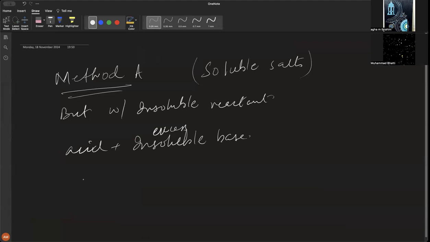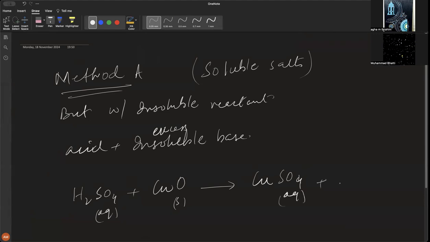We can have H2SO4 plus copper oxide, which is soluble. This is aqueous. You're going to get copper sulfate, which is a soluble salt, aqueous, plus H2O liquid, right?